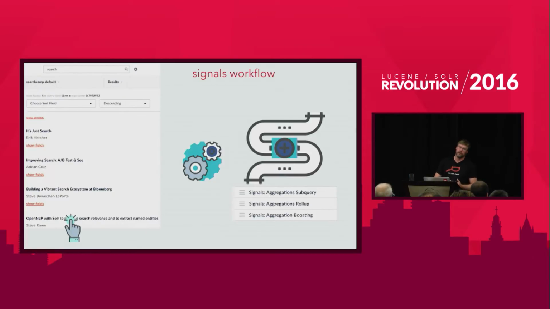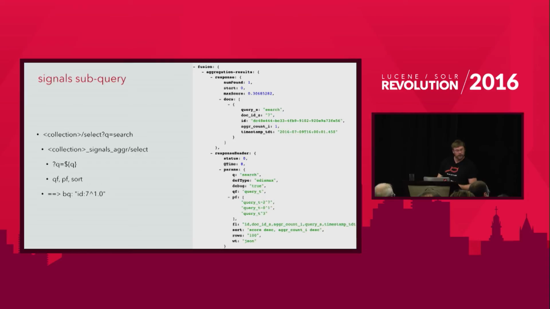Again, very straightforward, we're just making a search to our main collection. It makes the request to the aggregations collection using the same query that the user typed. We can tailor that against the aggregations collection with QF, PF, and so on, so that we can spread that across multiple fields and sort the results and all that sort of thing on that sub-collection. And at the end of that, it just ends up being a boosting query to the main collection.